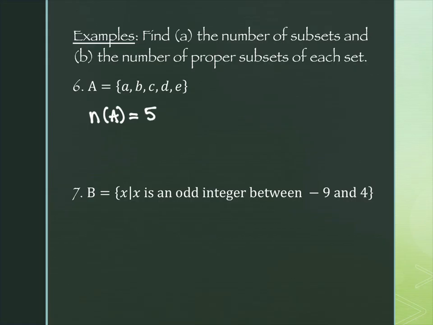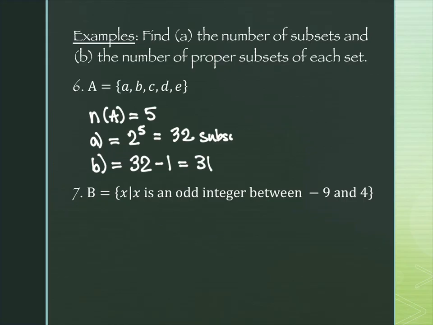5. All right, so this problem says it wants us to find the number of subsets and the number of proper subsets. So the number of subsets is always 2 to the power of the number of items in the set. 2 to the 5th, we did this out loud just a minute ago, it's 32. And part B is always taking that 32, or whatever that value was from part A, and taking 1 away, and I get 31. So there are 32 subsets, and there are 31 proper subsets.